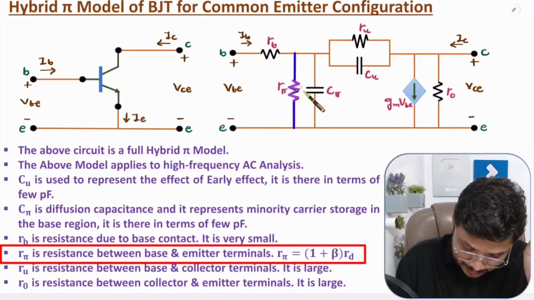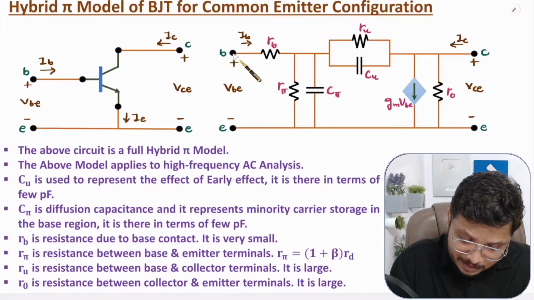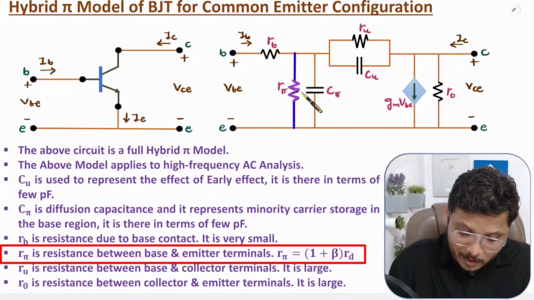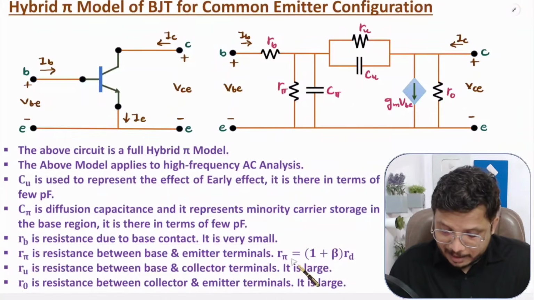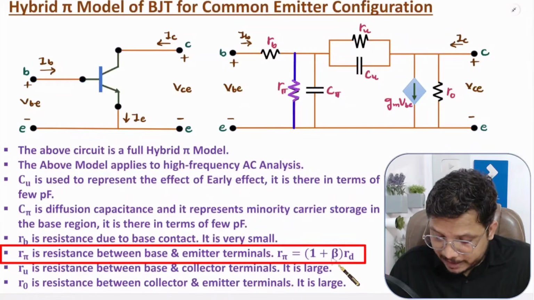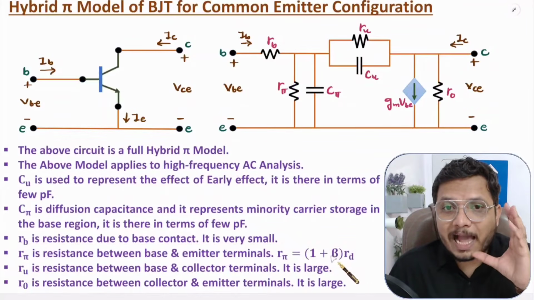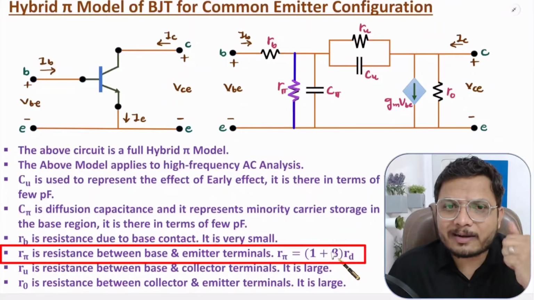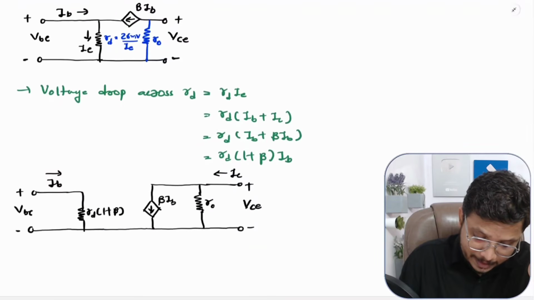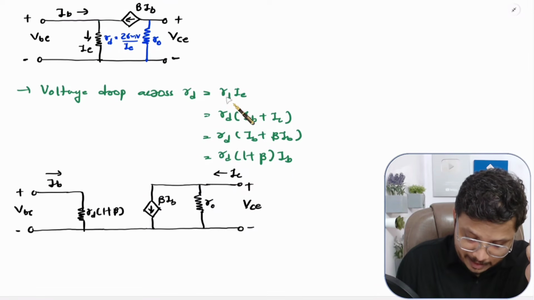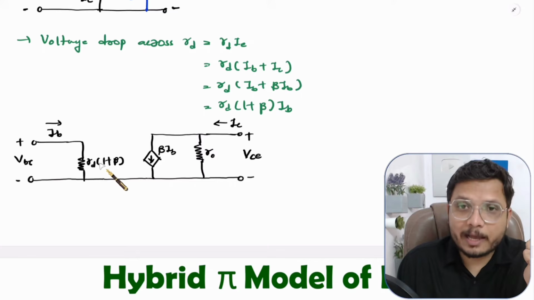This R pi resistance is the terminal resistance between base and emitter. Here we have the base terminal, here we have the emitter terminal. So R pi is the terminal resistance between base and emitter, right? And the value of R pi is 1 plus beta times RD. In my last video, I explained the diode forward bias resistance, or you can say the diode dynamic resistance RD, right? And that is having how much resistance? RD into 1 plus beta, right?